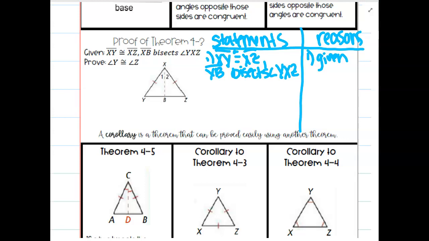Well, in the given, I already have that this side is congruent, right? I have one side. But whenever I draw this line, in the way that line XB bisects this, what else do I have? If this line bisects the vertex angle, what does that do?